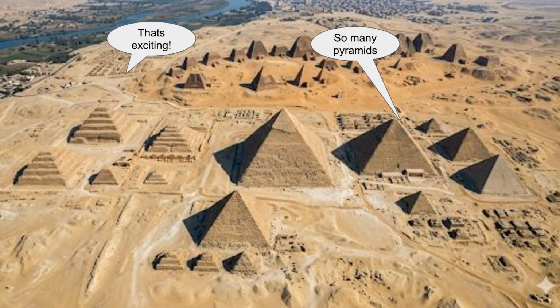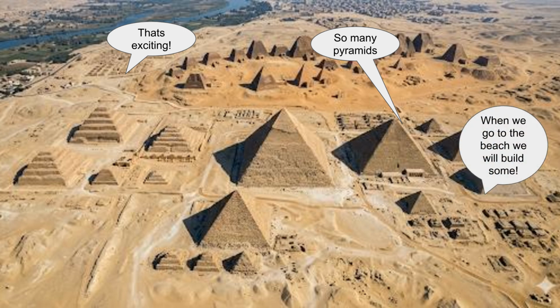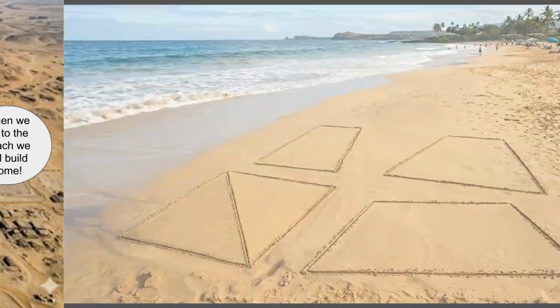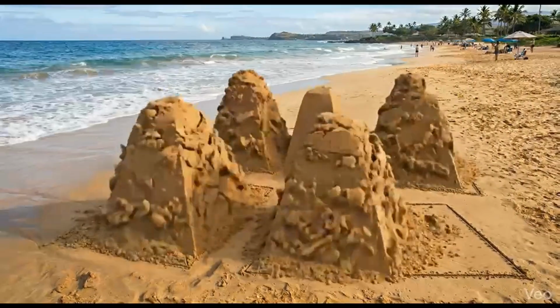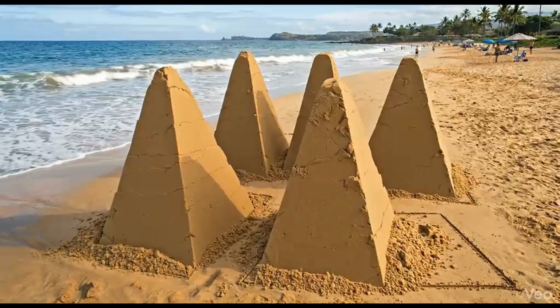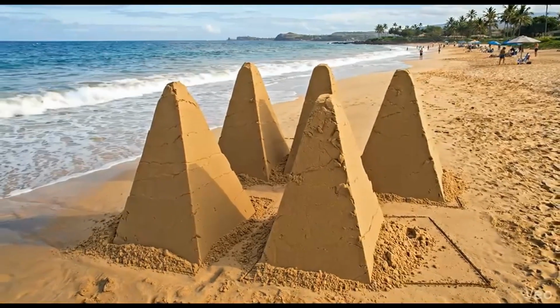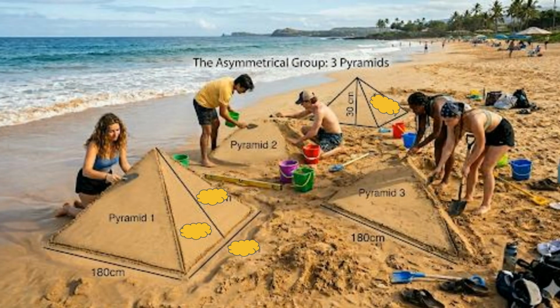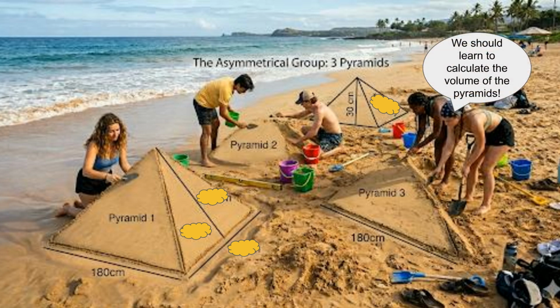The students are amazed by the number and size of the pyramids, sparking ideas for their own beach constructions. Back at the beach, the students start building different shapes in the sand. The asymmetrical group constructs 3 sand pyramids. This sparks a question about how to calculate their volume.